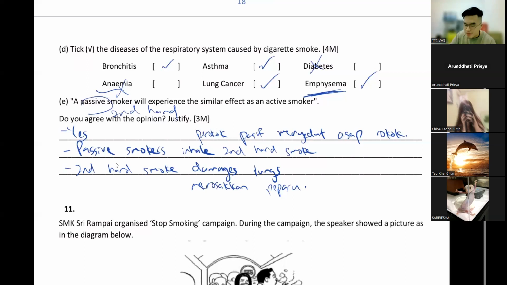Alright, so guys, that day I had a student asking me, sir, all these 3 marks questions, how do I get full marks? Alright, first of all, if you are not very good in writing, write 4 points instead. Everyone is a secondhand smoker if you are near a smoker, yes. Usually, I will tell them this. These 3 marks questions, you keep asking yourself, so what? So passive smokers, they inhale secondhand smoke. They inhale secondhand smoke, so what? So it also damages your lung.